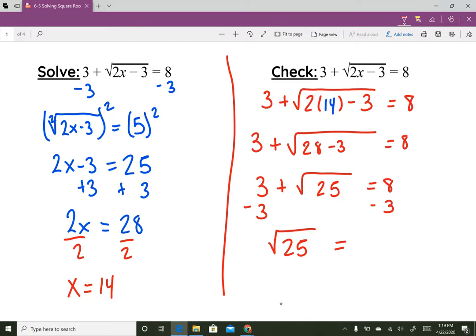So I could do it that way, where I get the square root of 25 equals 5, or 5 equals 5, and I have myself a true solution. Another way I could have done it is just 3 plus the square root of 25 is 5. 3 plus 5 is 8. 8 would equal 8. So we could do it that way too. So make sure you add in that check mark if you do have a true solution or a true statement, two numbers equal each other.